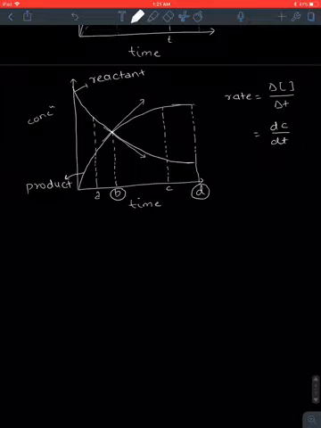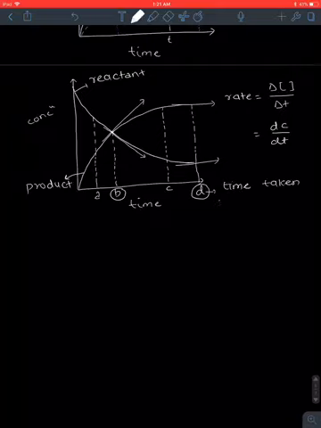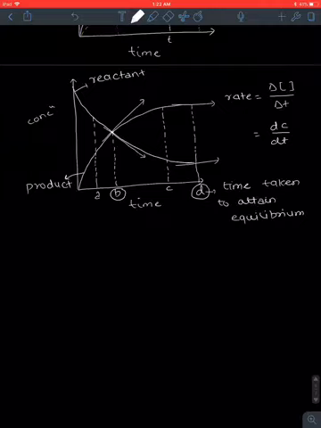But if you are drawing a tangent at point D, you'll observe that the slope of both the curves is same, means both the curves are having same rate. One is for forward, one is for backward. So rate of forward is equal to rate of backward at time t. So this time is the time taken to attain equilibrium, and the corresponding concentration of the reactant and product will be the equilibrium concentration of the reactant and the product. Are you clear with this point? So just keep this point in mind.